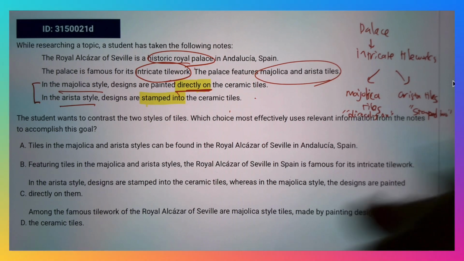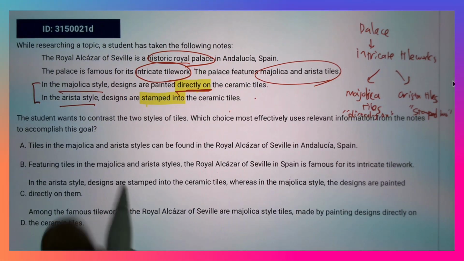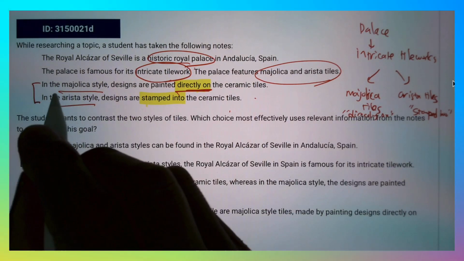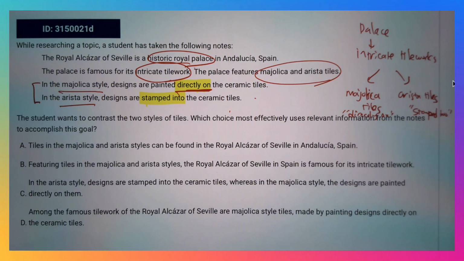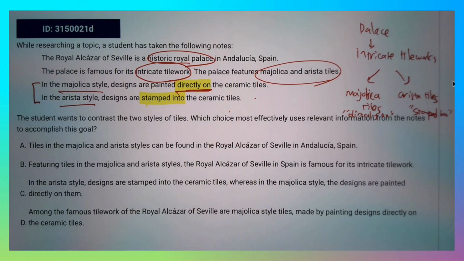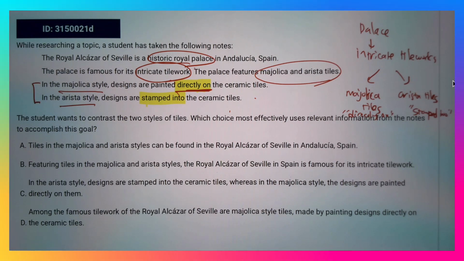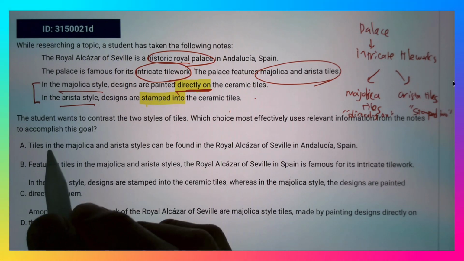Okay, now let's read the question. The student wants to contrast two styles of tiles. I already analyzed before the question asked, so we can see that the second, third, and fourth lines describe those contrasts. Which choice most effectively uses the relevant information from the notes to accomplish this goal? Yes, we need to choose to contrast.